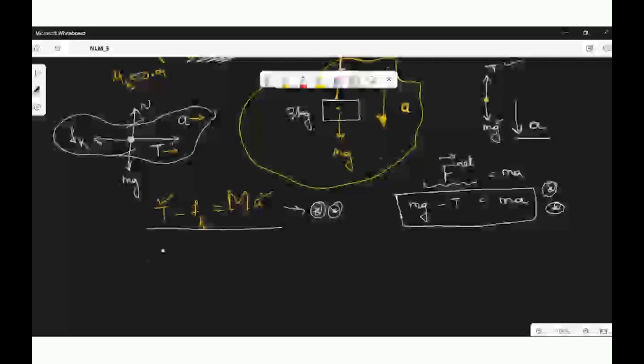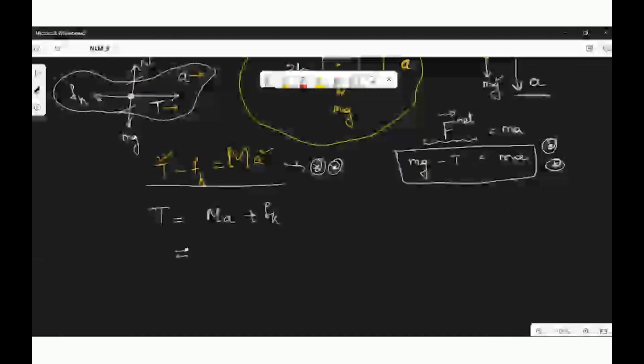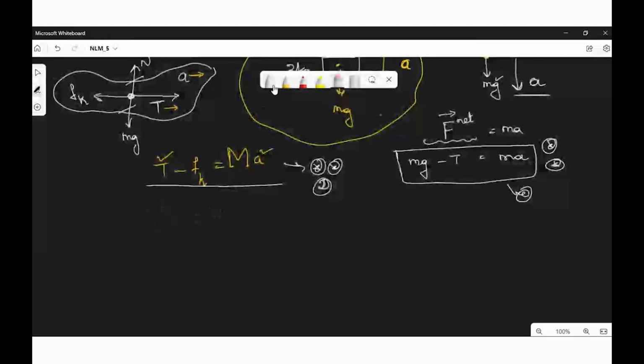Correct? We can substitute. So what we will do, tension we want, no? Tension is Ma plus Fk. But what is Fk? But one more step we should go, because a is also unknown to us, right? Let me say this is equation 2 and this is equation 1. When I add them, what do I get? Tension will cancel out. Do you agree? When I add 1 and 2, does the tension cancel? Correct. So what do you get?